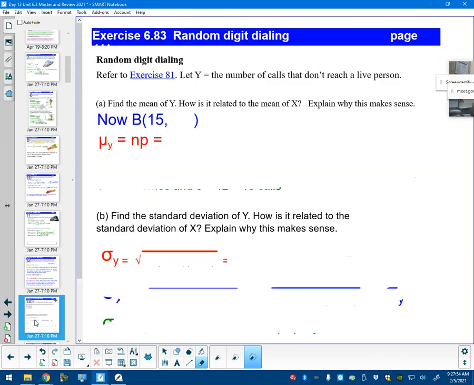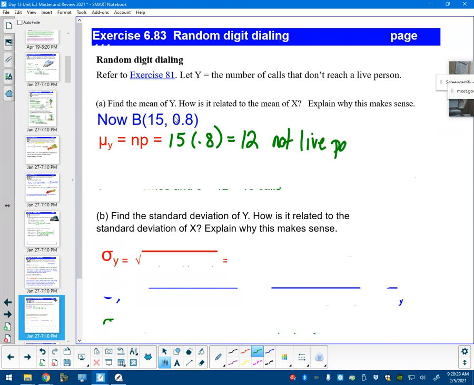Then number 83 just changes things a little bit. It says, now let's look for the people who aren't reached. Let y equal the number of calls that don't reach a live person. What is my probability going to be now? Instead of 0.2, it's going to be 0.8. And if we do 15 times 0.8, we get 12 not live people, meaning we get their voice recording or just a random busy signal.